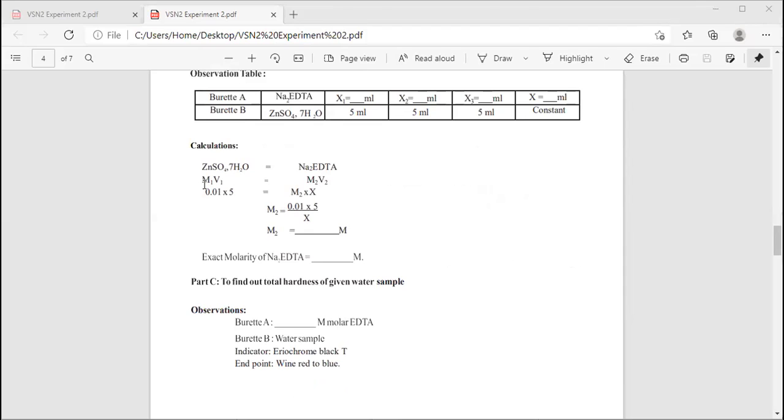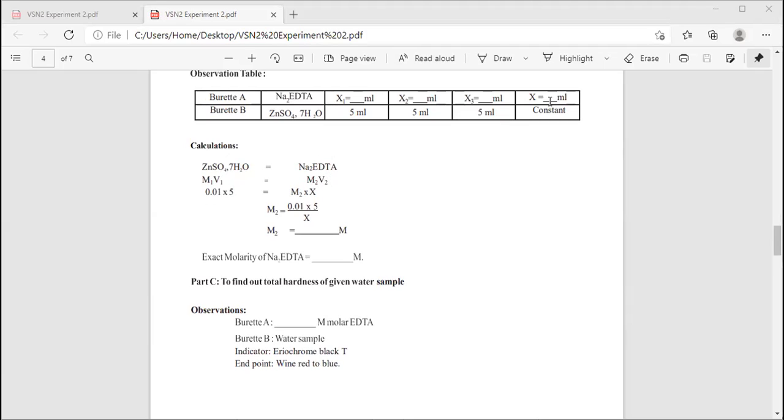Now you have to use the equation M1V1 is equal to M2V2. M1V1 is for zinc sulfate, M2V2 is for EDTA. Zinc sulfate, you have prepared it freshly. You know the concentration, 0.01 molar. How much zinc sulfate have you taken for titration? 5 ml. So 0.01 into 5. For EDTA, you have to find out the molarity. What is the burette reading? That is your V2. V2 is your burette reading.